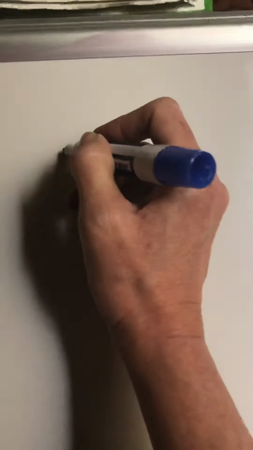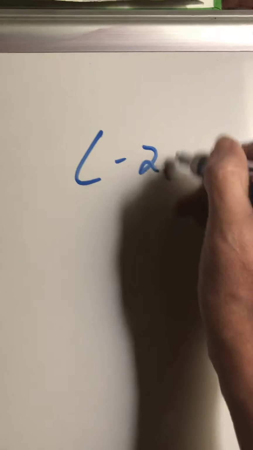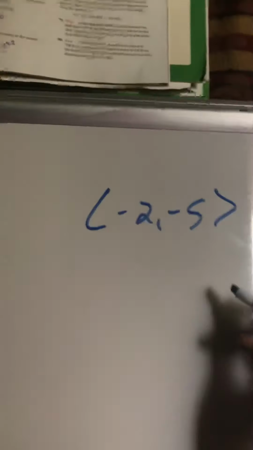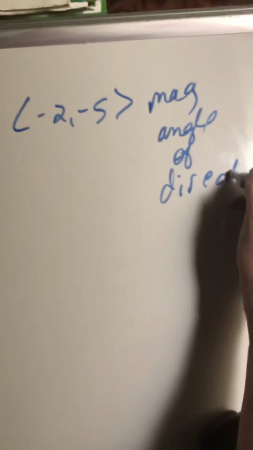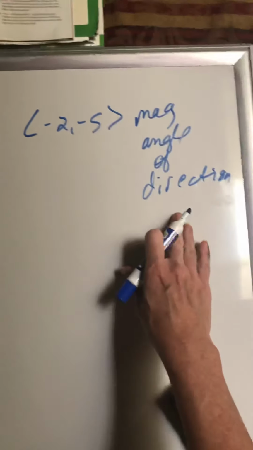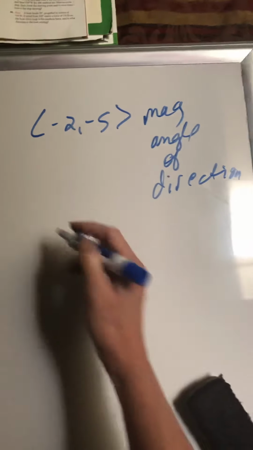Okay, so let's see. I've got this vector, -2, -5. I want the magnitude, and I want the angle of direction, or the direction angle. You'll see it both ways. You'll see angle of direction, and then you'll see direction angle, and you want the magnitude.